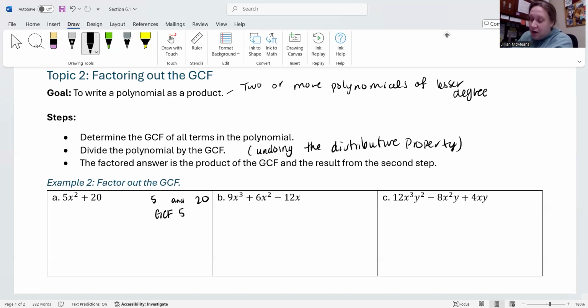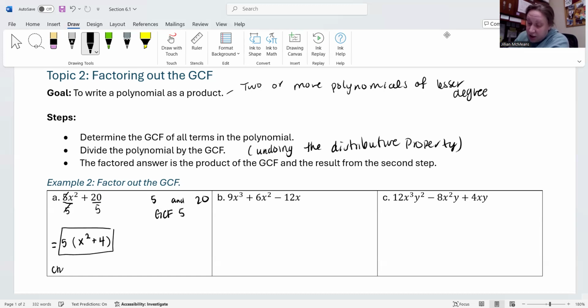Okay, that's easy enough. Now I want to take each of the original terms in the polynomial and divide them by 5. Our answer is the actual GCF times whatever is left when we divide by the GCF. Looking at the first term, I have 5x squared divided by 5. 5 divided by 5 is just 1, and 1 times x squared is just x squared. So we're left with x squared. Then 20 divided by 5 is 4, and because it's positive, I'm going to put plus 4 here. And this is my final answer.